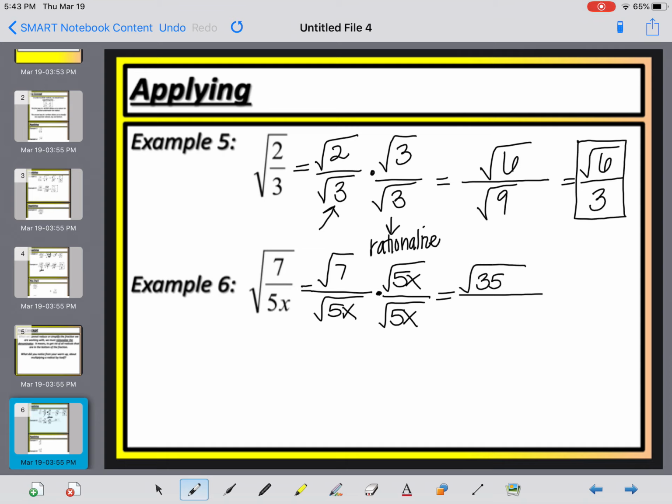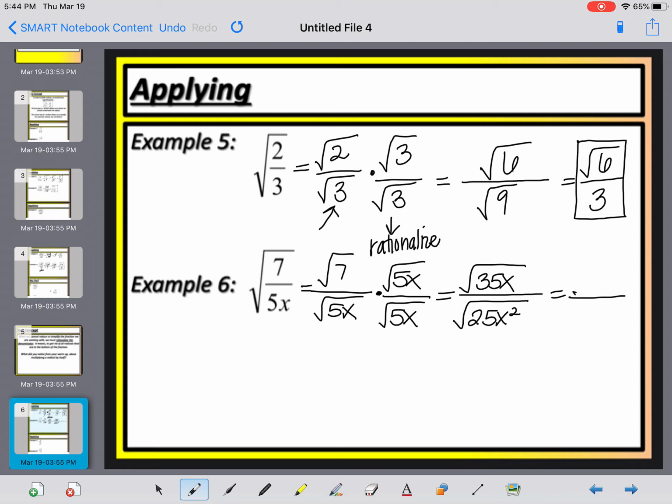Okay, across the top I get a 35x. And on the bottom, if I did that multiplication, I would get 25x squared. Now, as you do more of these problems and the better at it that you get, you may not have to write 25x squared. You're going to start to realize, oh, the radical times itself is just what's inside.